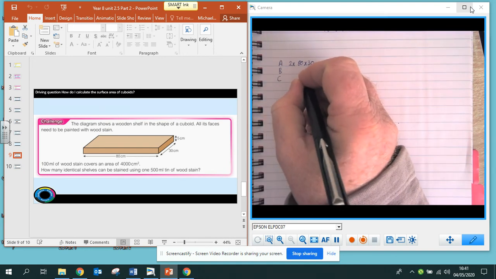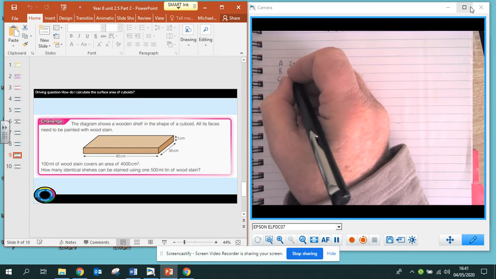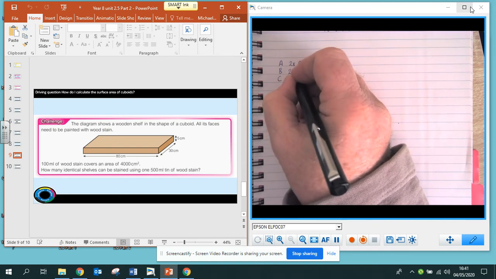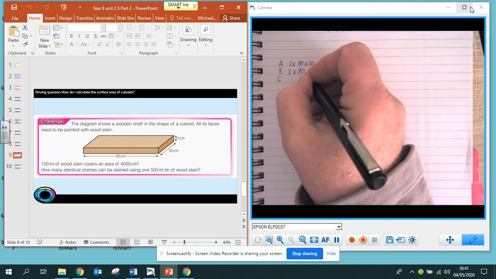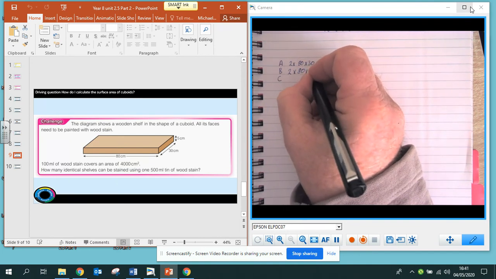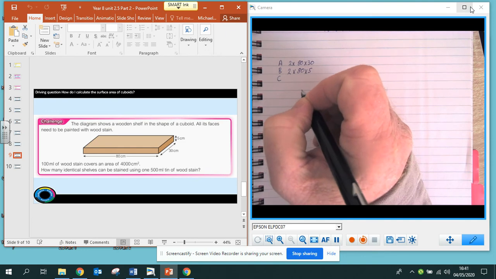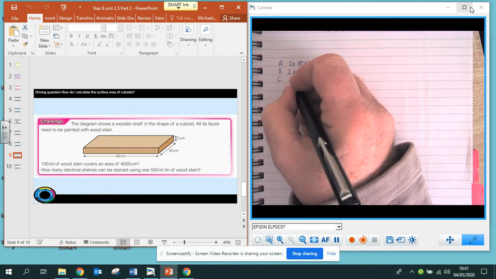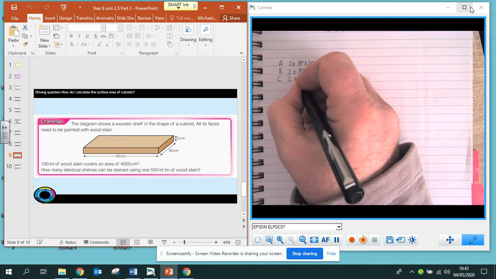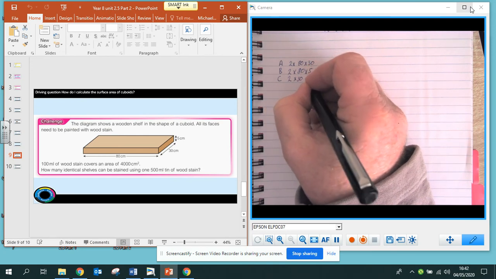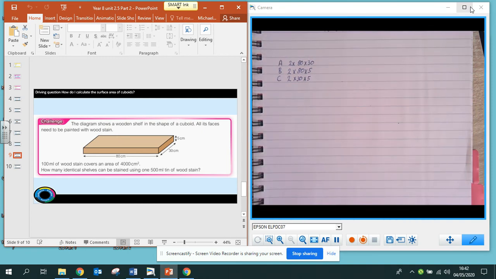My front elevation, front and back, is going to be 2 times 80 times 5 centimeters high, and my side elevation, two sides, 2 times 30 times 5 centimeters high.